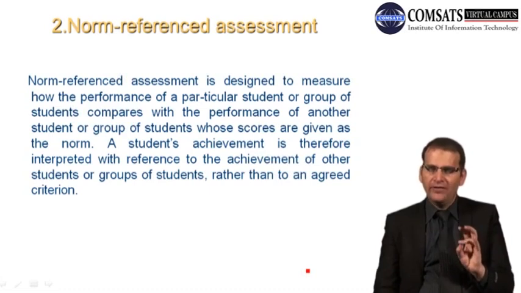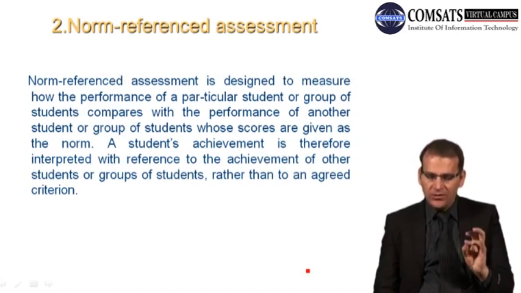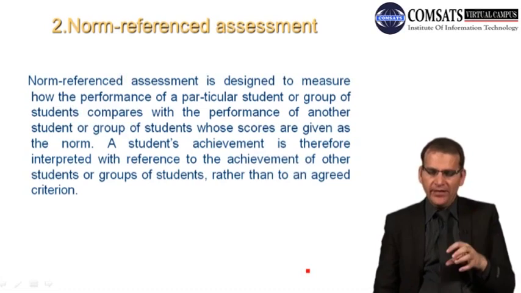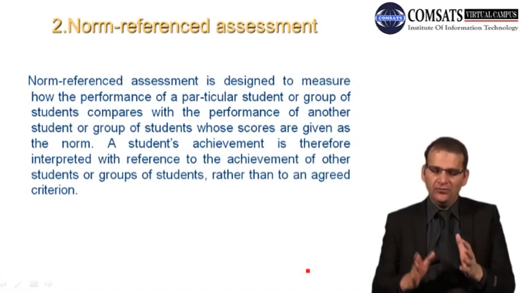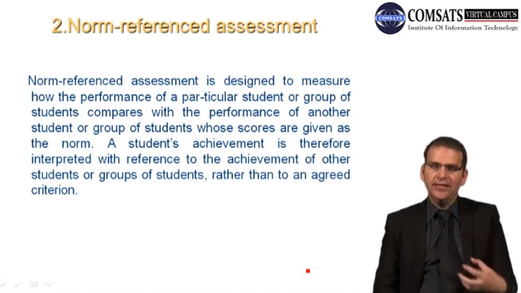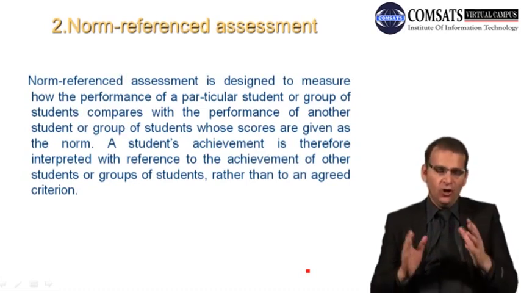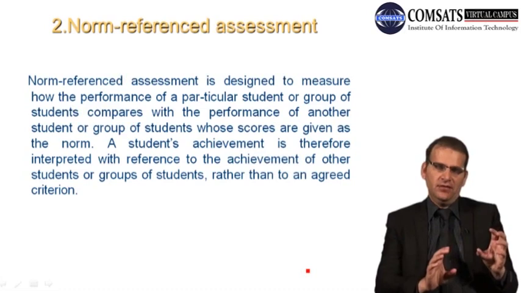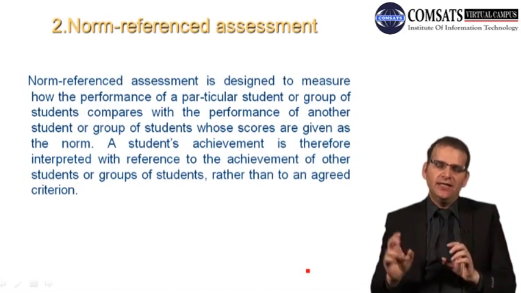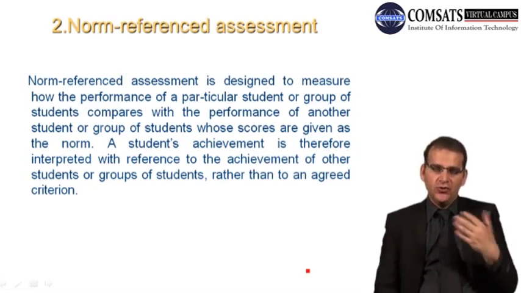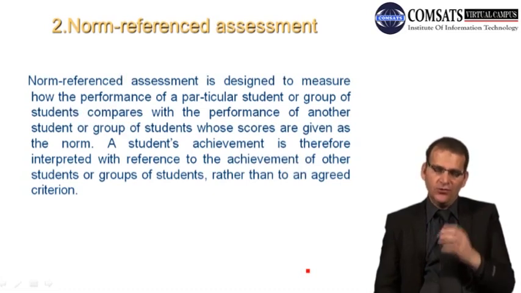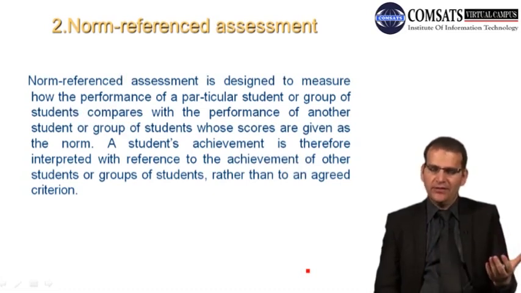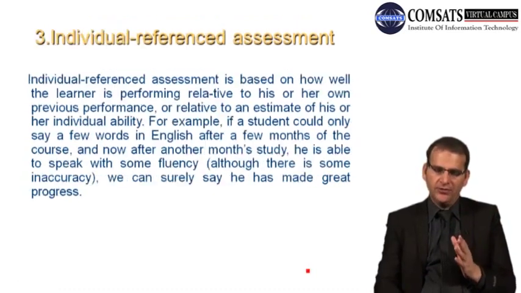So in norm-referenced assessment, a student's achievement is interpreted with reference to the achievement of other students or groups of students rather than to an agreed criterion. Right? Norm. The norm is that 10% of people get 90%, right? So on the basis of this norm, assessment is done, and this criteria is called norm-referenced assessment.